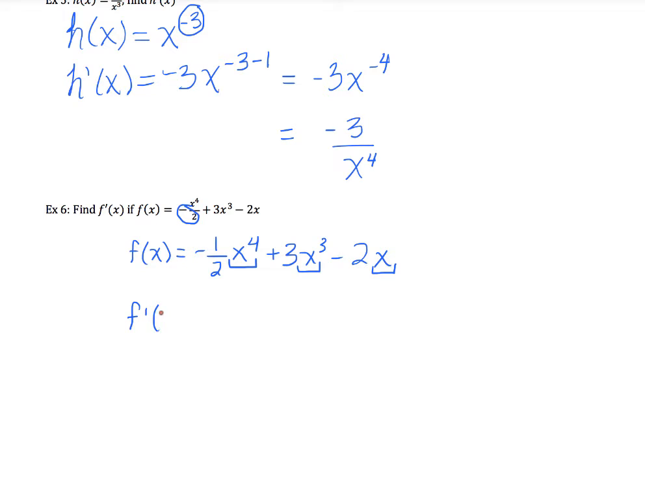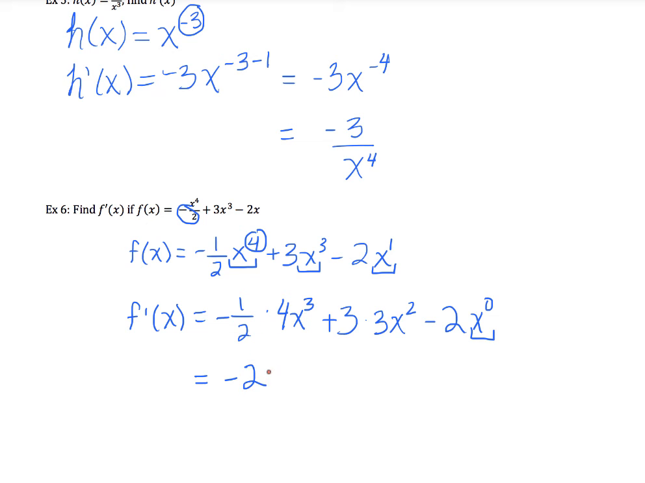So to find f prime of x, the derivative of x to the fourth using power rule would be 4x cubed. Okay, the derivative of x cubed using power rule would be 3x squared. And the derivative of x to the first power using power rule would be x to the 0 power. Well, this is going to go ahead and equal 1. So just cleaning everything up and multiplying everything together, we have negative 2x cubed plus 9x squared minus 2 times 1 is just 2.